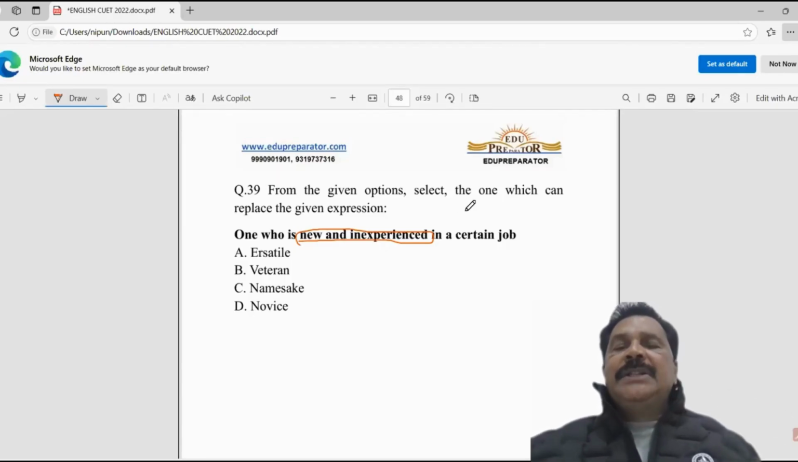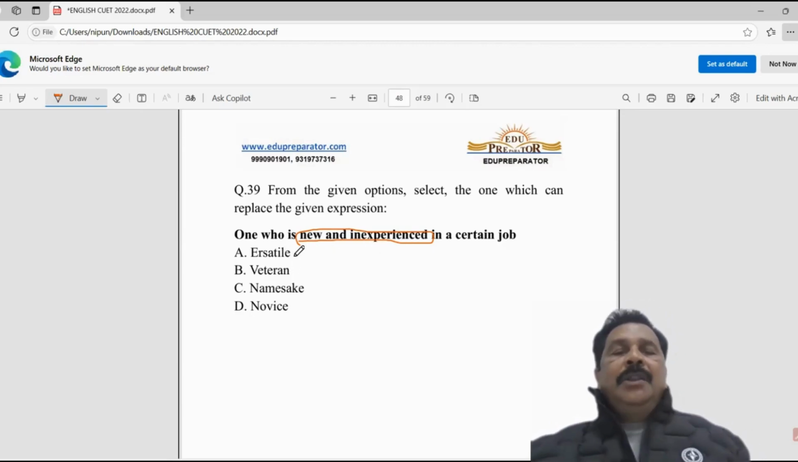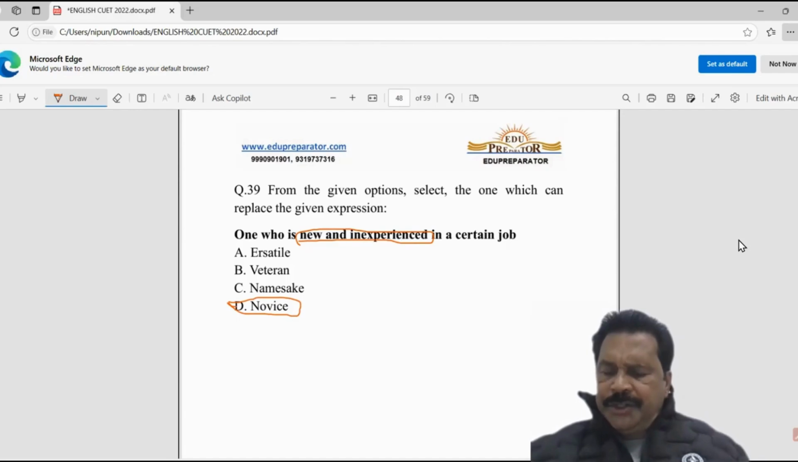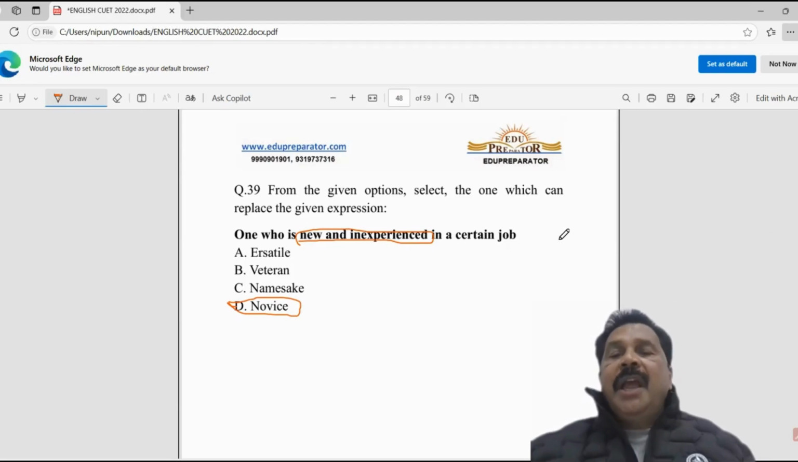From the given options, select the one which can replace the given expression. Here it is: one who is new and inexperienced. The options are given: versatile, veteran, which means a professional, namesake, for just appearance, and novice. And the correct answer is novice, which means one who is fresh, inexperienced, or a first hand.